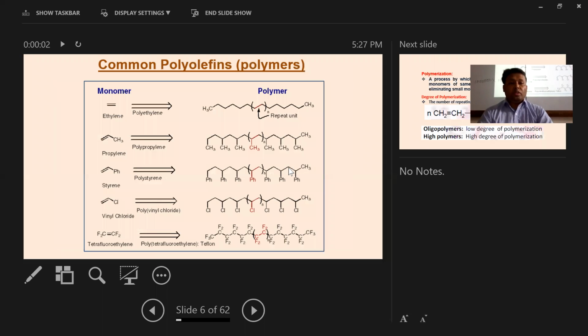Common polyolefins. Let's see some of the monomers which can form the repeating unit and which can make the polymers.